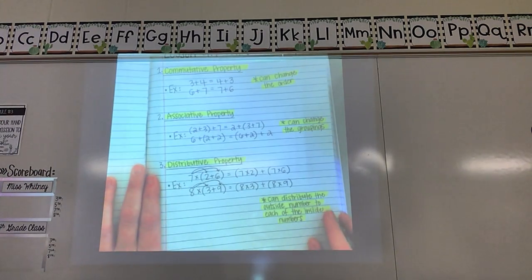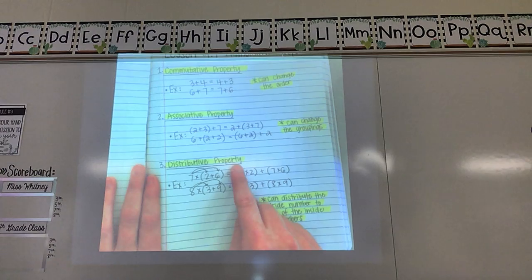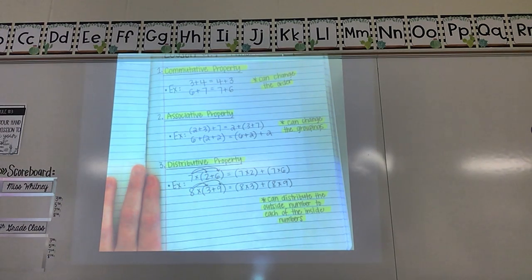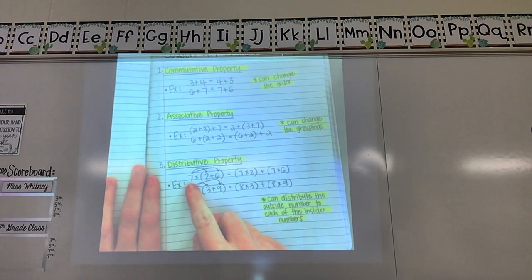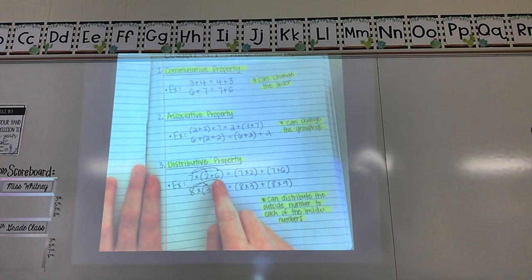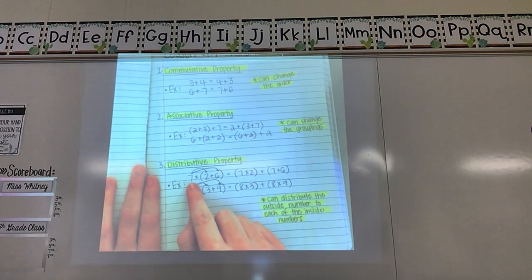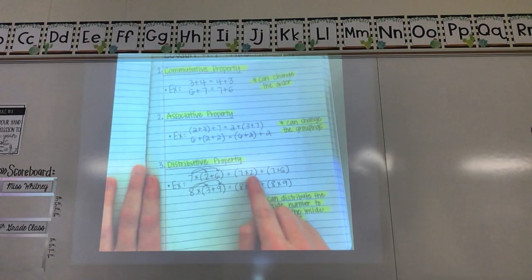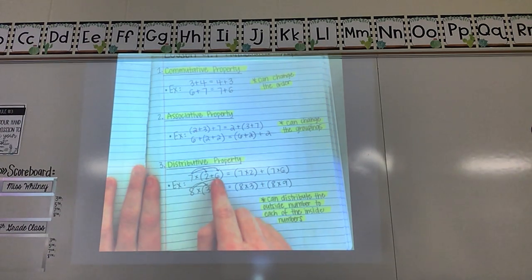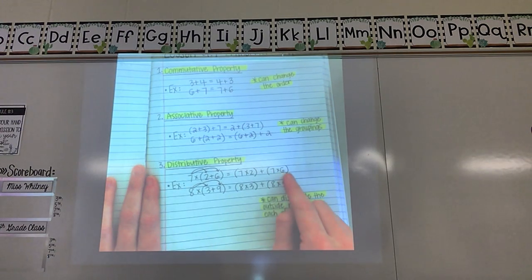And third, we talked about the distributive property. This one is a little bit more tricky. In my example, I have 7 times 2 plus 6. And the distributive property tells me that I can distribute the outside number to each of the inside numbers. So I take my outside number 7 and I share it with the 2 and I get 7 times 2, plus I share it with the 6 and I get 7 times 6.